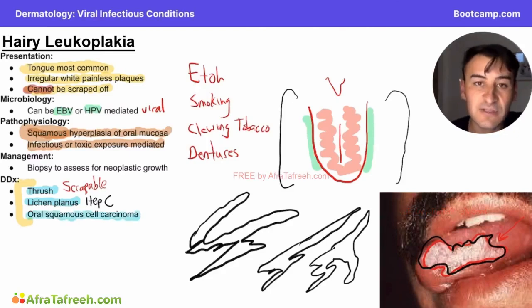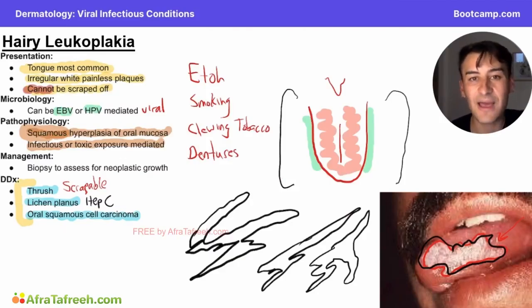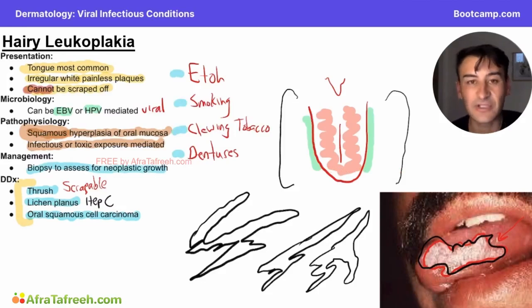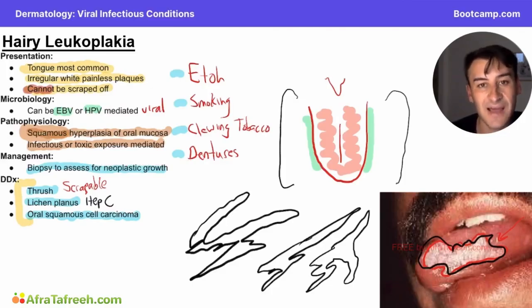And this is difficult to differentiate from hairy leukoplakia, and thus this changes our management of hairy leukoplakia. Hairy leukoplakia itself is benign. However, it is difficult to differentiate from squamous cell carcinoma, and it can transform into squamous cell carcinoma. So it's important that we get a biopsy to assess for neoplastic growth. And this is going to be especially true in anyone who's doing ETOH, smoking, chewing tobacco, dentures, anything that can lead to insults to their oral cavity is going to lead to squamous cell carcinoma. So we have to screen for it.